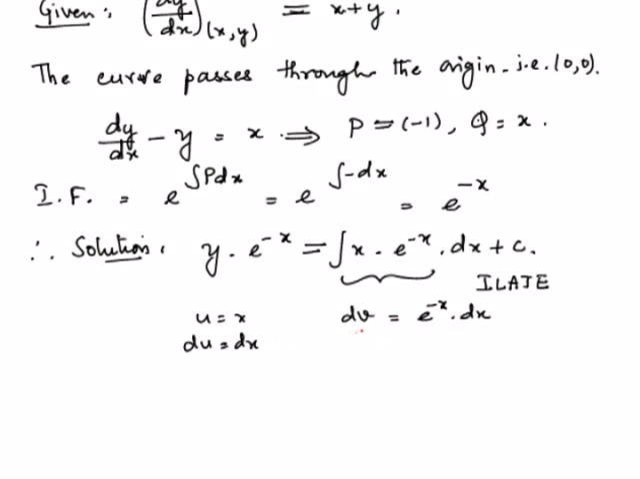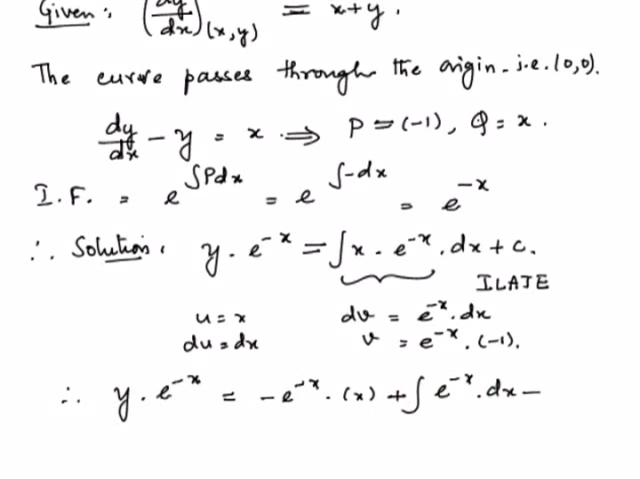Therefore, on differentiating we get du is equal to dx, and integrating we get v is equal to e power minus x into minus 1. Therefore, we get integration of x into e power minus x dx to be equal to minus x e power minus x plus integration of e power minus x dx plus c1, yet another constant. What is integration of e power minus x? It is e power minus x divided by minus 1. So, that gives a minus e power minus x there.